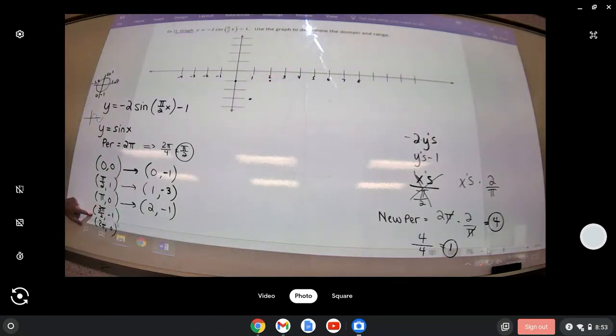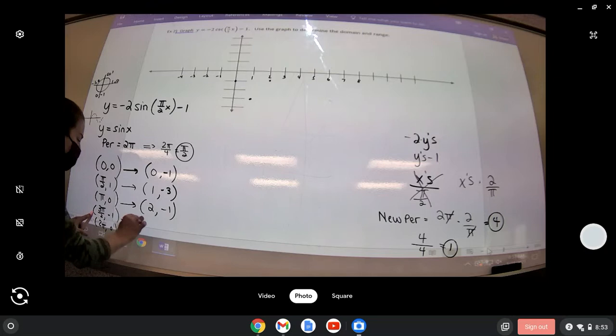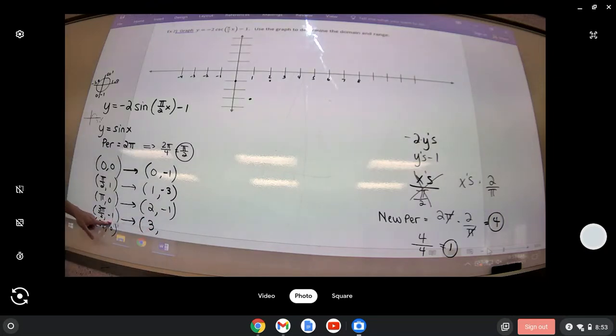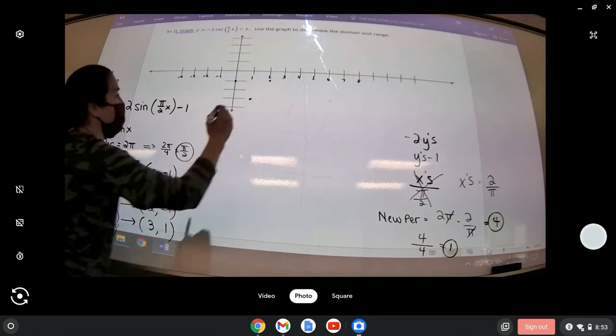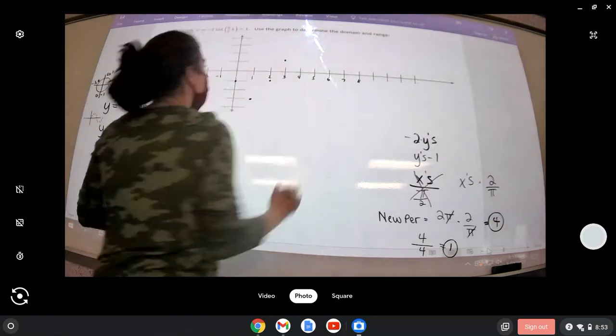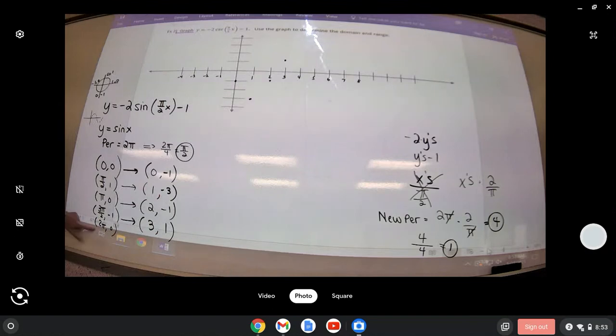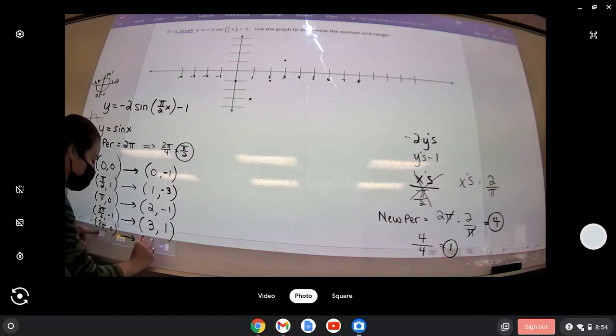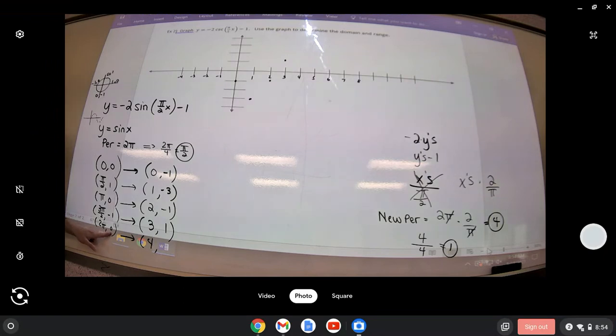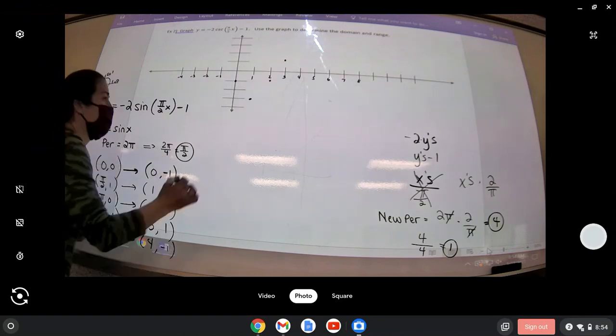All right, 3 pi over 2, times it by 2 over pi, and now you get 3. Take -1, times it by -2, now you're at 2, subtract 1, and you're at 1. And then last, 2 pi. Times it by 2 over pi, and you get 4. Take 0, times it by -2, which is 0, -1, you get -1.